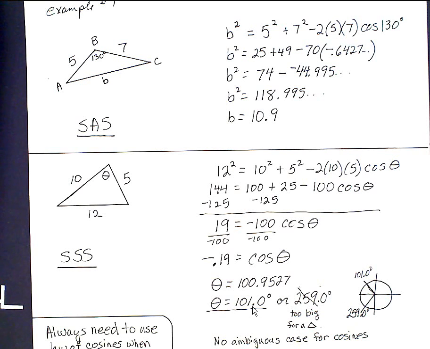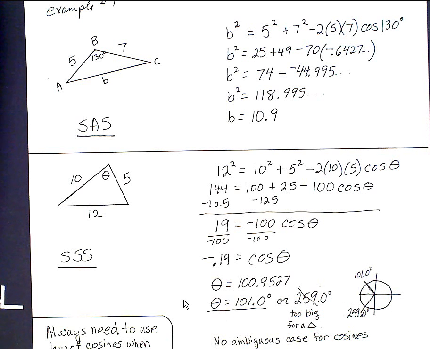So the nice thing about using law of cosines is you never have the ambiguous case. Double angles will never come in with cosine. They always come in with just sine. There's no ambiguous case for cosines because the dual angles will land down in quadrants 3 and 4, and they're not going to be small enough to fit in a triangle. So nice enough with law of cosines, you only have to check the one case.